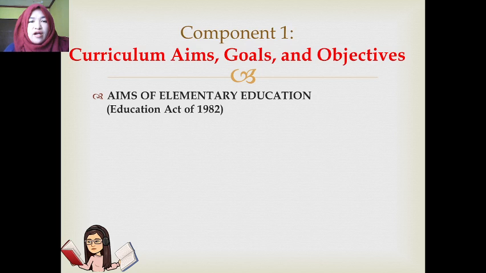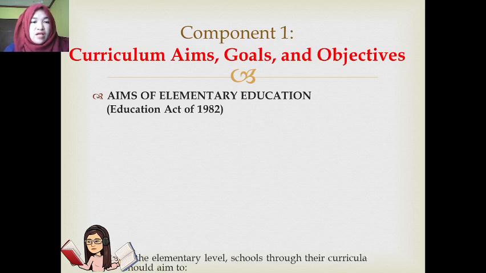So there are three aims, no? The aims of elementary education, secondary, and tertiary education. That is based on the Education Act of 1982. So first, we're gonna start with the aims of elementary education.